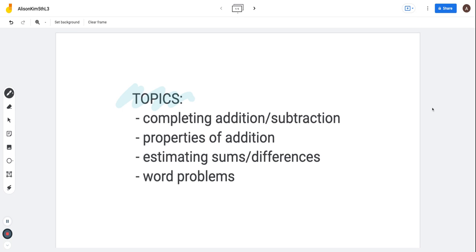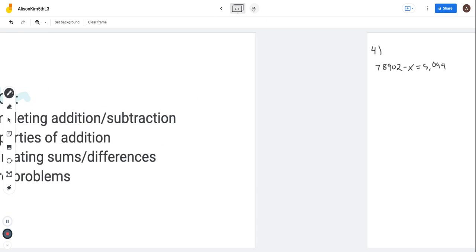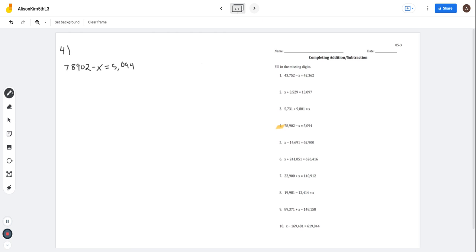Hi, 5th graders. Today's topics are completing addition and subtraction, properties of addition, estimating sums and differences, and word problems. We're going to get started off with completing addition and subtraction. This is just a preview into what algebra is going to be like. It's very easy because we're only dealing with subtraction and addition. We're going to start off with number 4.